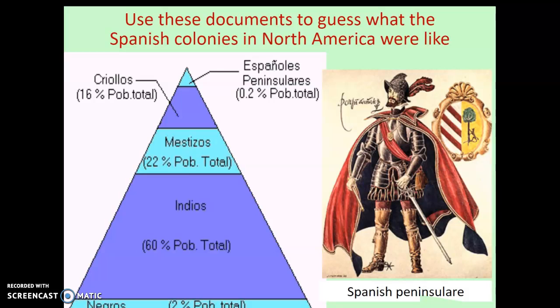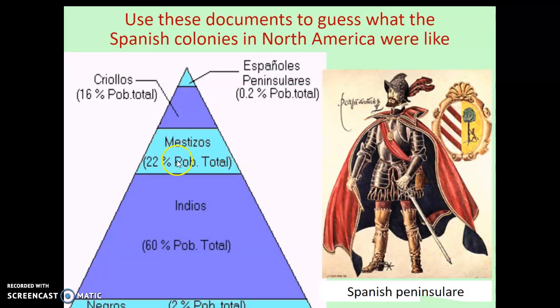Now, what makes a Peninsulare, that word peninsula, means that you were born on the Iberian Peninsula, where Spain is located, Spain and Portugal. So those who were born in Spain and came over from Spain to the New World are considered Peninsulares, and they're the highest class of people in the New World.